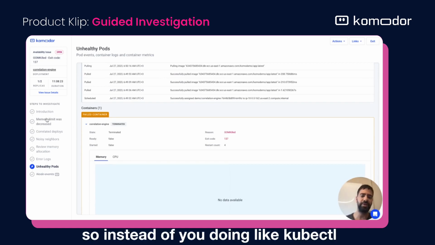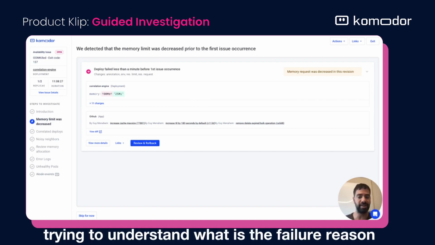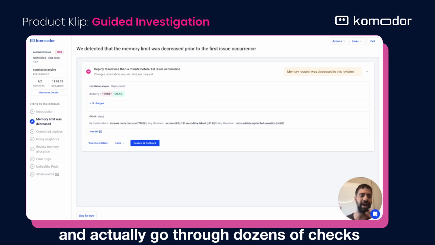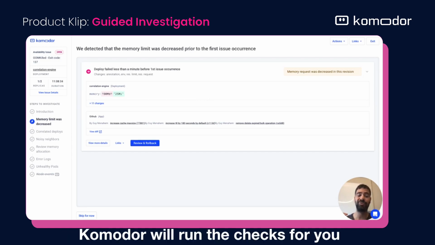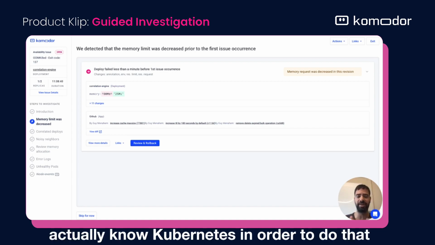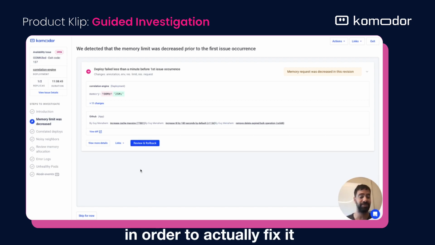So instead of you running kubectl commands, trying to understand the failure reason, seeing the explanation, and going through thousands of checks, Commodore will run the checks for you, will focus you on the checks that are really relevant. You don't need to actually know Kubernetes in order to do that, and it will suggest what to do in order to fix it.